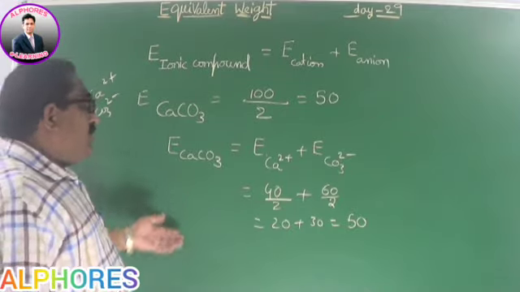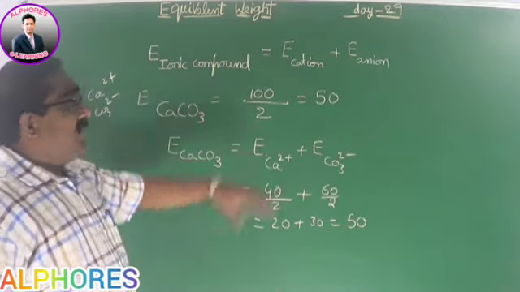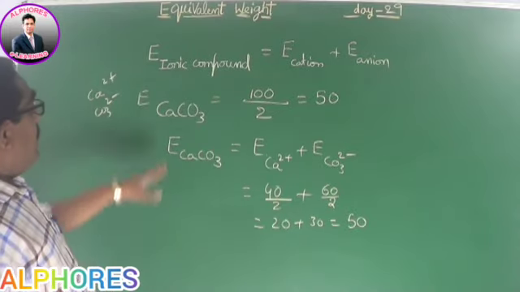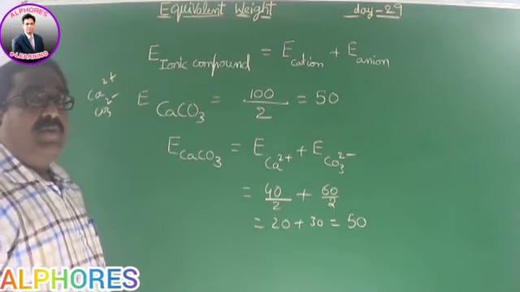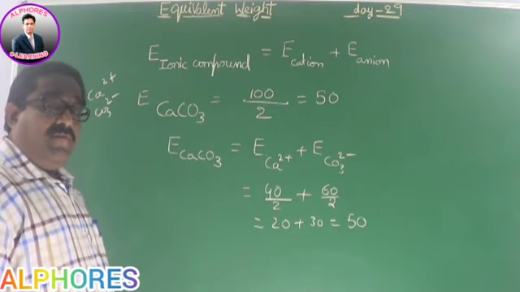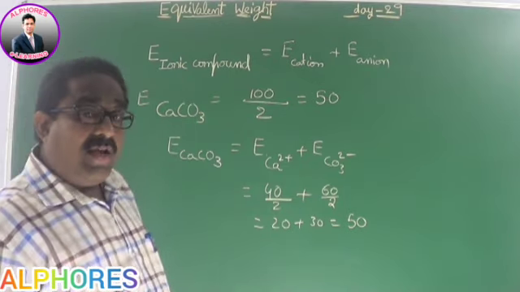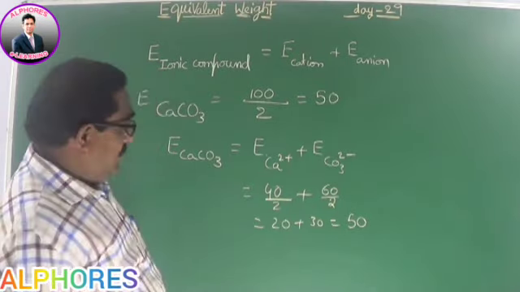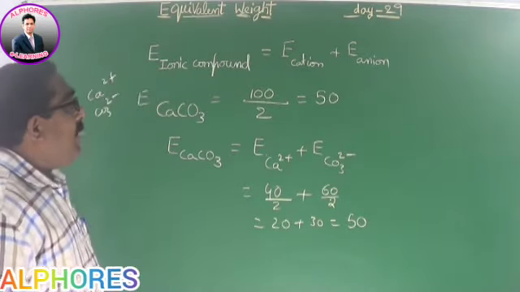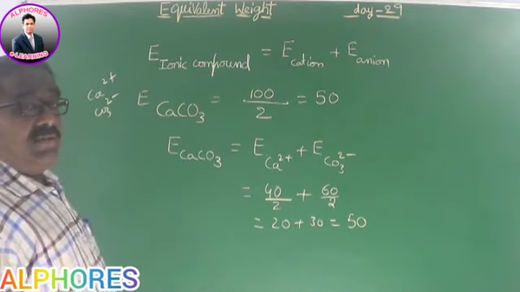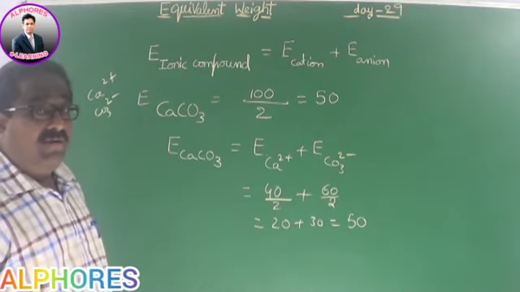So please note down friends, this relation is 100% true in the case of ionic compounds, where you can simply equate that the equivalent weight of an ionic compound is exactly equal to the sum of equivalent weight of cation as well as anion. Please note it down, and next I will go for some more approaches regarding equivalent weight.